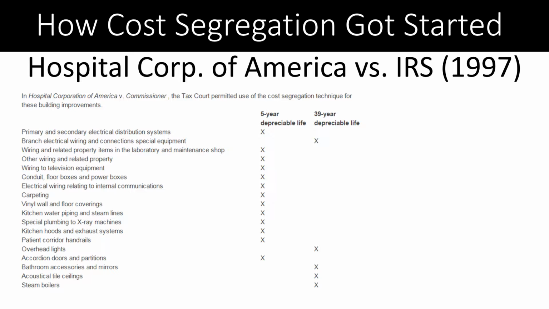In order to prepare for their case, HCA hired construction engineering consultants to help them determine what might be defensible as short-term property. As it happened, HCA won its case, and this established a precedent for segregating assets within and around buildings according to their characteristics and functions.